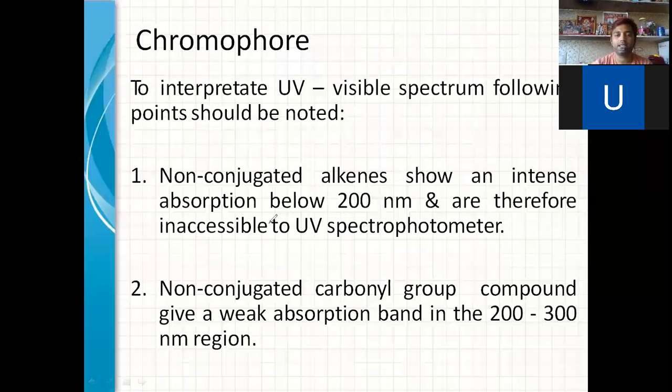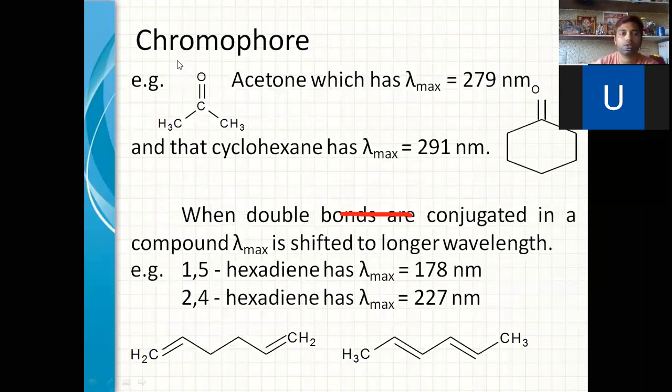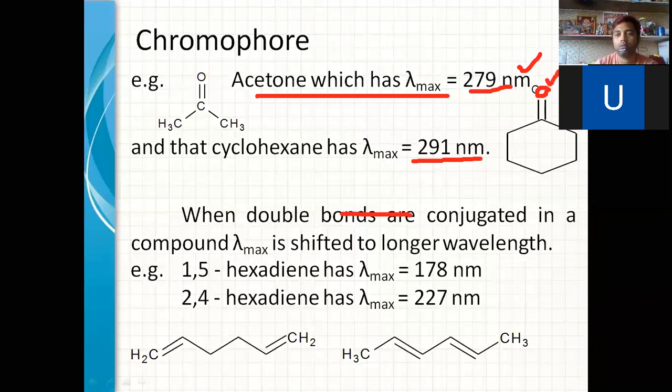Non-conjugated alkenes show an intense absorption below 200 nanometer, and are therefore inaccessible to the UV visible spectrophotometer. But non-conjugated carbonyl compounds give a weak absorption band in the 200 to 300 nanometer region. See this chromophore. Acetone has a lambda maximum of 279 nanometer, and cyclohexanone has a lambda maximum of 291 nanometer because of this chromophoric group. So the lambda maximum changes.